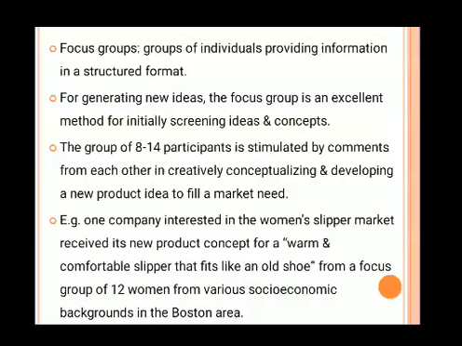And how did the companies identify that women require separate footwear? Some of the 12 members of the group gave the idea. So in the Boston area, that was the start of producing women's footwear.